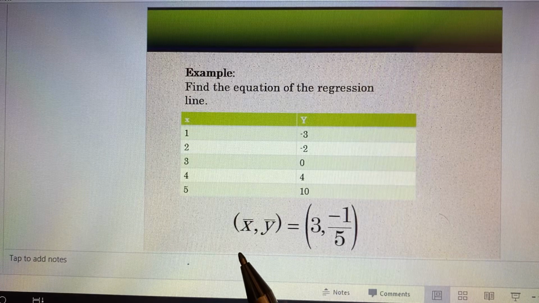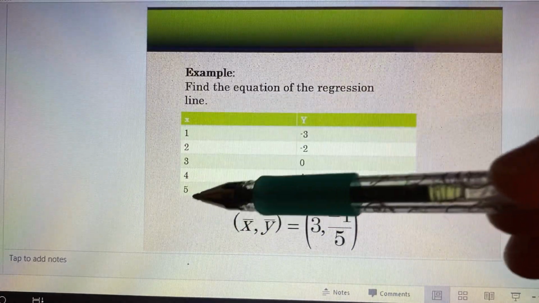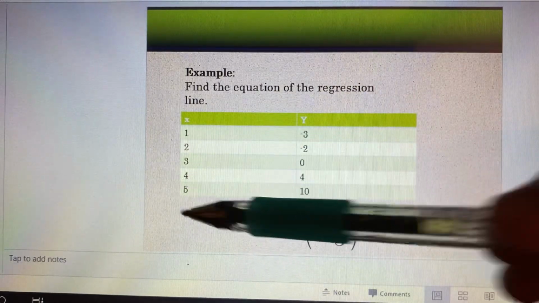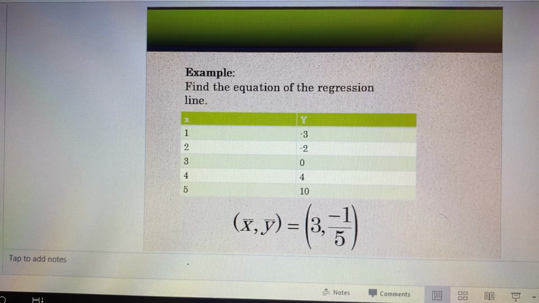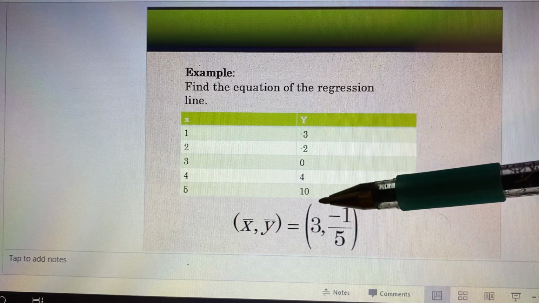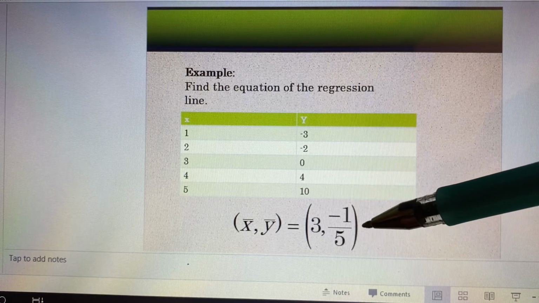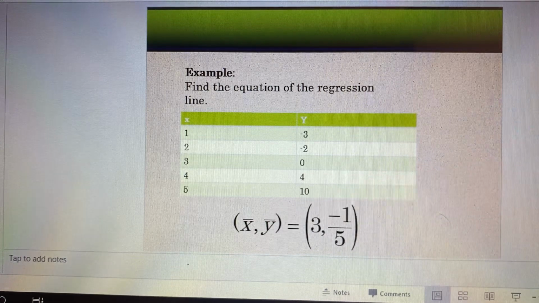You can see that we calculated x bar, y bar, where x bar is the average of your x's. So if we were to add up these numbers and divide by the number of terms, which is 5, we would get 3. Y bar is the average of the y's. So if you add up all of the y values and divide by the number of y values, which is 5, you would get negative 1/5. This point right here, the average of the x's and the average of the y's, is a special point because it will always lie on your regression line.